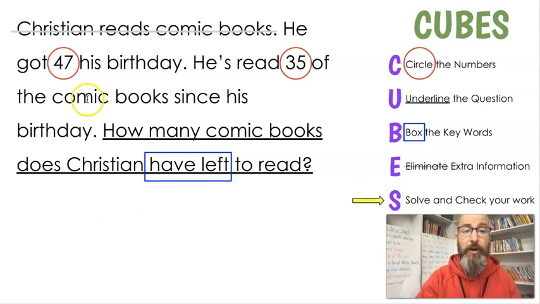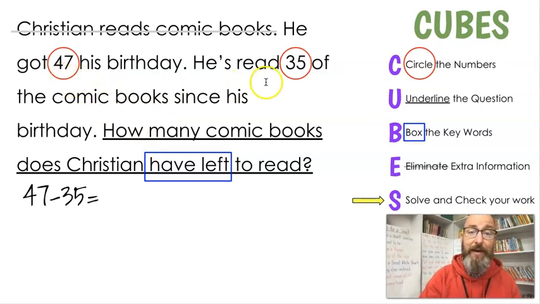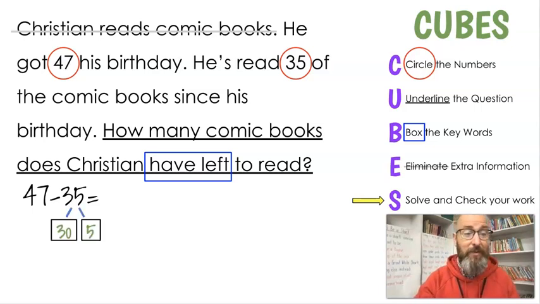Now, we know our numbers are 47 and 35. We know what it's asking us to do. We know it's asking us to subtract. So what is our equation going to be? Which one of these numbers is going to be the minuend? Which one's going to be the subtrahend? 47 minus 35. He had 47 and he read 35. So 47 becomes our minuend. 35 becomes our subtrahend. Now, just like with all the other subtraction questions, we're going to do the break apart method. If I break apart 35, what do I get? 30 and 5. That's right.